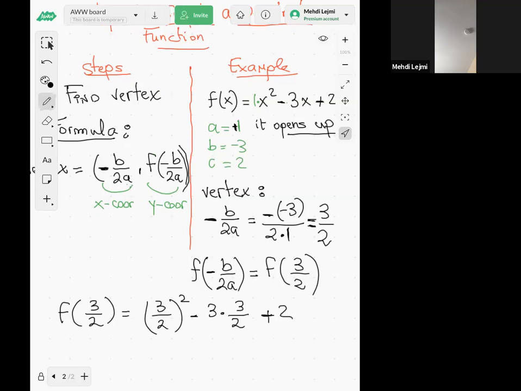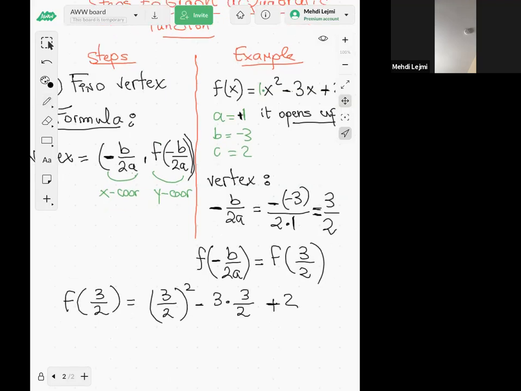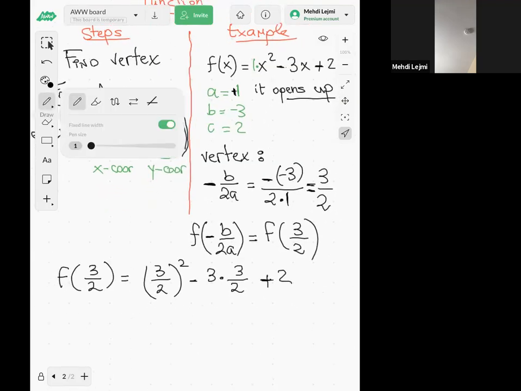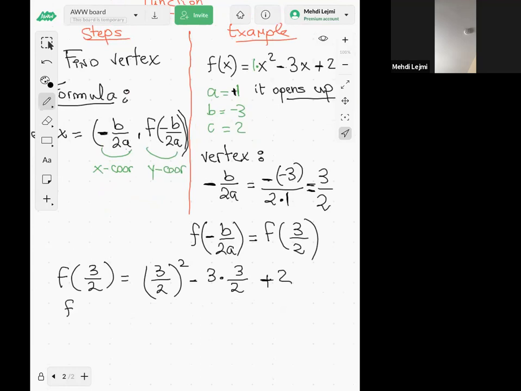So let's compute this. Just be careful with the fractions, guys. This is f of 3 over 2. So 3 over 2 squared is 3 over 2 times 3 over 2. Minus 3 is like 3 over 1, so you multiply straight across: 3 times 3 is 9, over 1 times 2 is 2, plus 2. So 3 times 3 is 9, over 2 times 2 is 4: 9 over 4 minus 9 over 2.